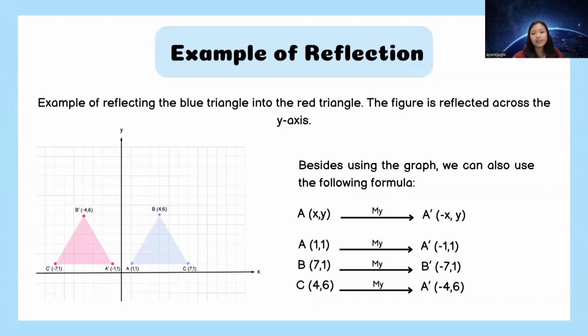Now, let's look at the example. The triangle is reflected across the y-axis. Look at point A (1, 1). Because we reflect across the y-axis, we use this formula. The x coordinate changes from positive to negative. So A (1, 1) becomes A' (-1, 1). Very easy, right?